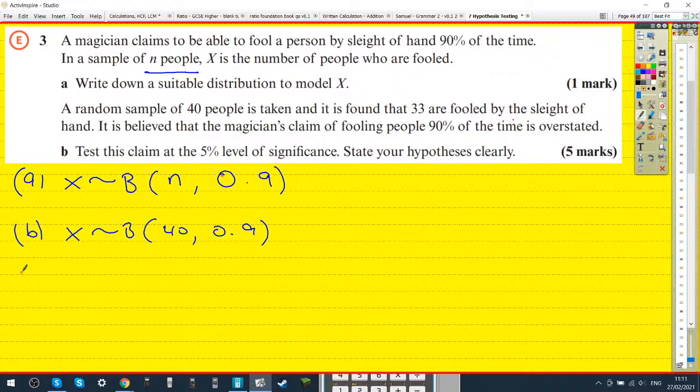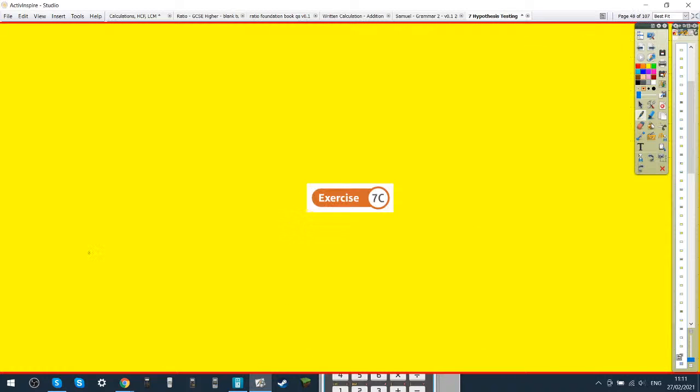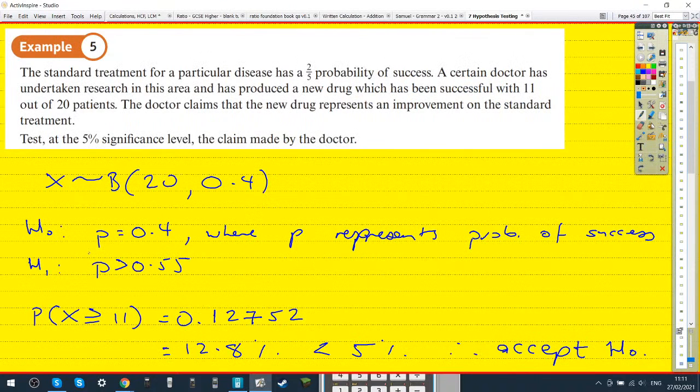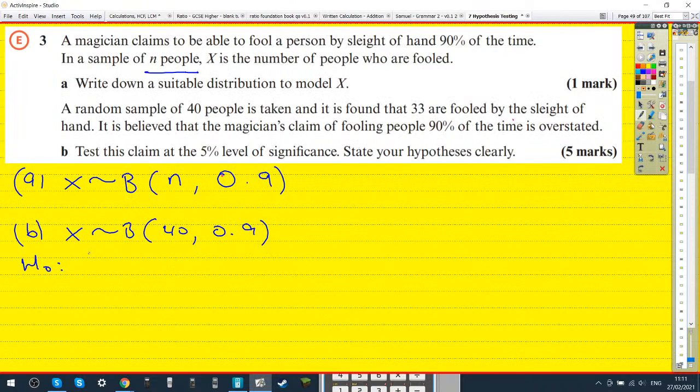Let's see. So H null. What would be H null? Wait, what do you mean by H null? For our previous one, our null hypothesis, we assumed that the probability of success was 0.4. So here we're assuming the probability is 0.9.